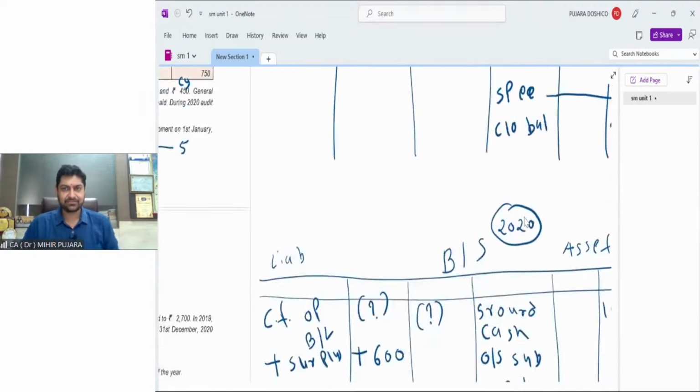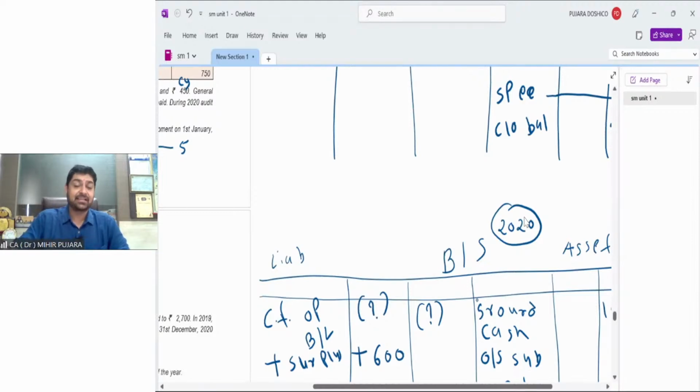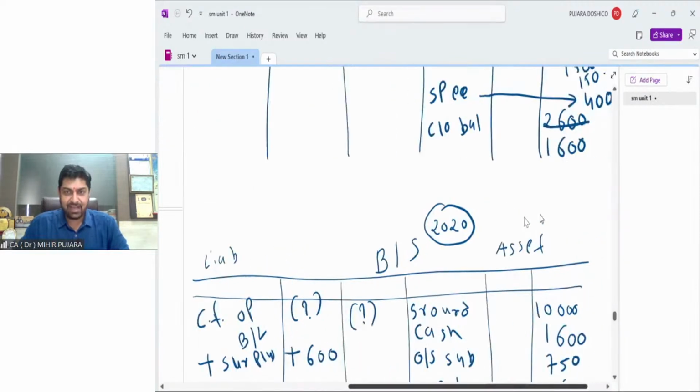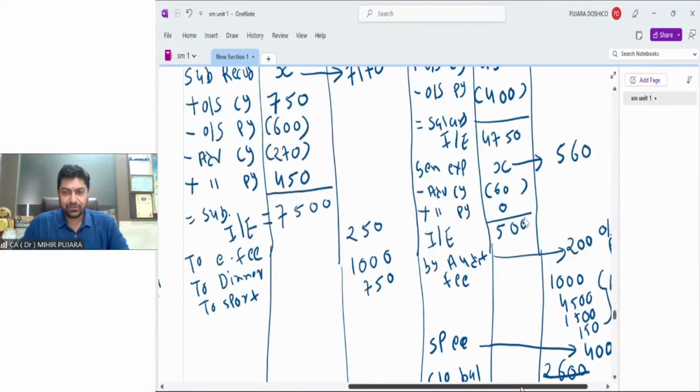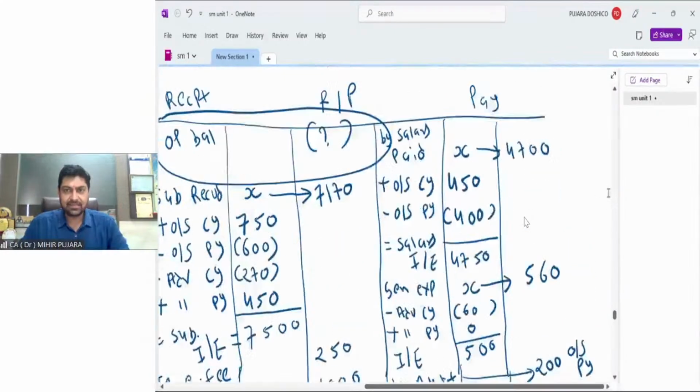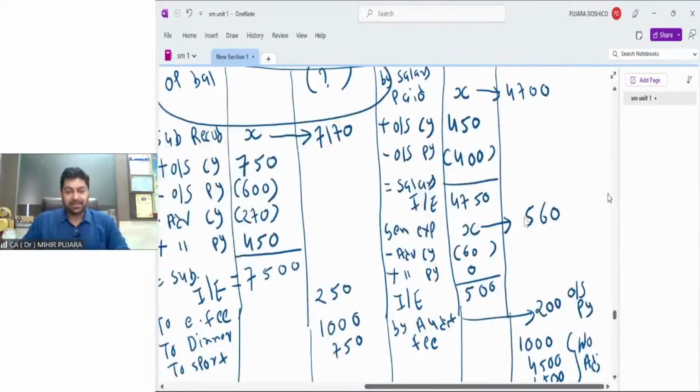Yes, guys. And all the adjustments: salary we have taken, expenses we have taken, audit fee we have taken, lease ground we have taken, equipment we have taken, loan we have taken, and closing balance 1600 also we have taken. So guys, if everything is over, you can freeze the RNP.